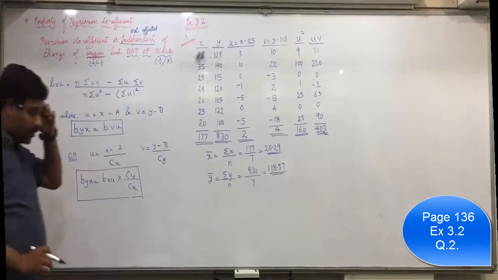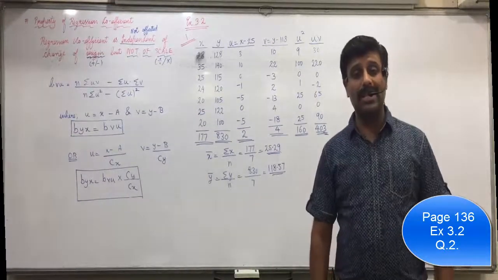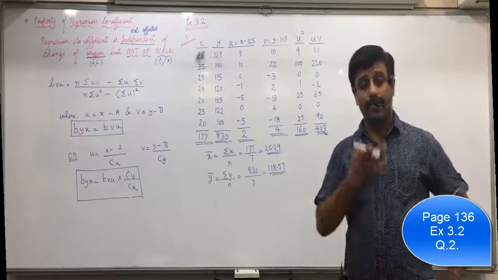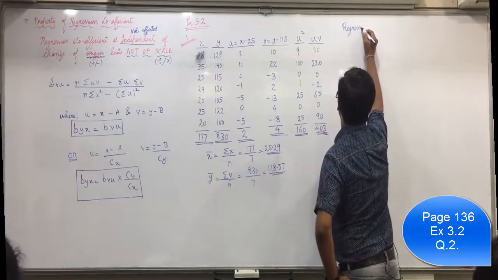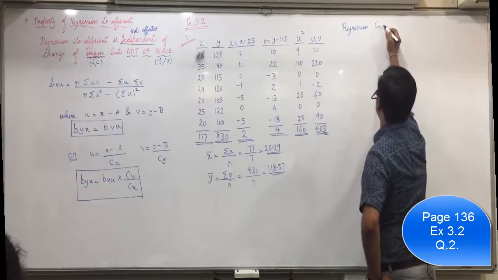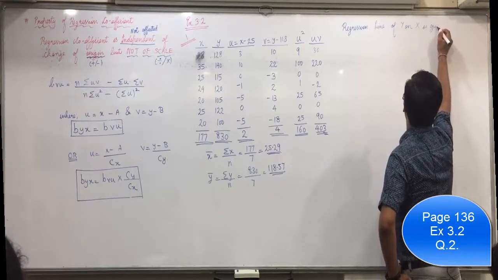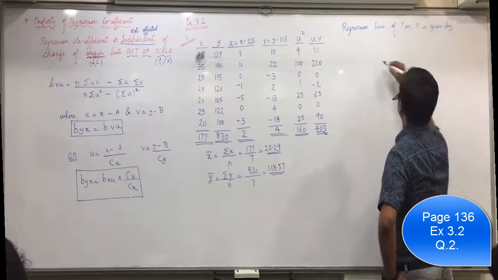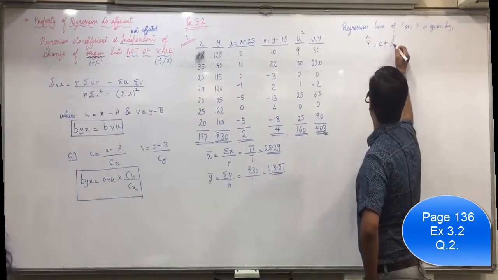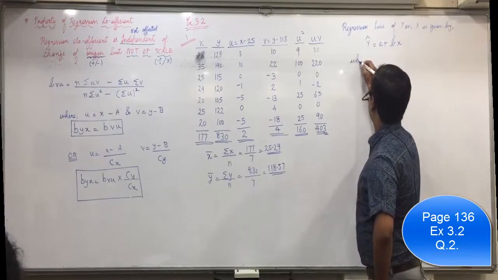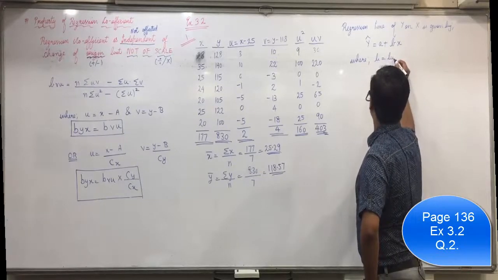No. Akanksha, how will we continue? Directly b_uv. No sentences, nothing. Regression line of y on x. All of you write down regression line of y on x is given by y cap equals a plus bx. Further, let b equals byx.